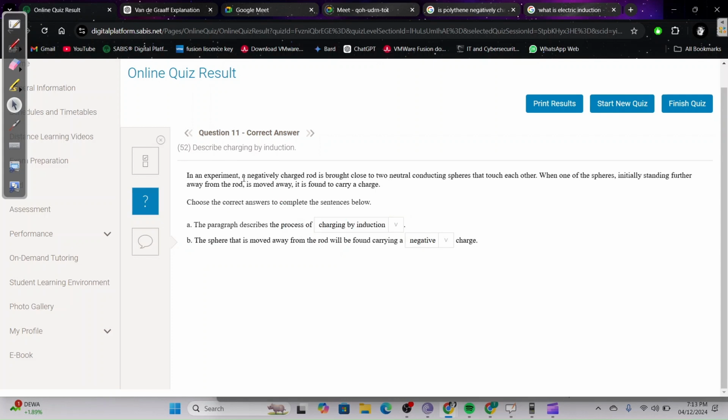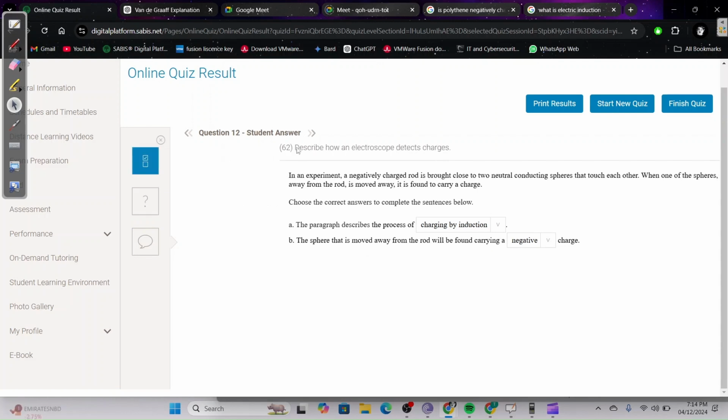So initially it moved away further, right? Look here, it said initially standing further away from the rod, it is moved away, so it is found to carry a charge. What is this charge? Since here we said the rod is negatively charged, and this sphere is moving away, this sphere also has to be negative. So the sphere that is moved away from the rod will be found carrying a negative charge.